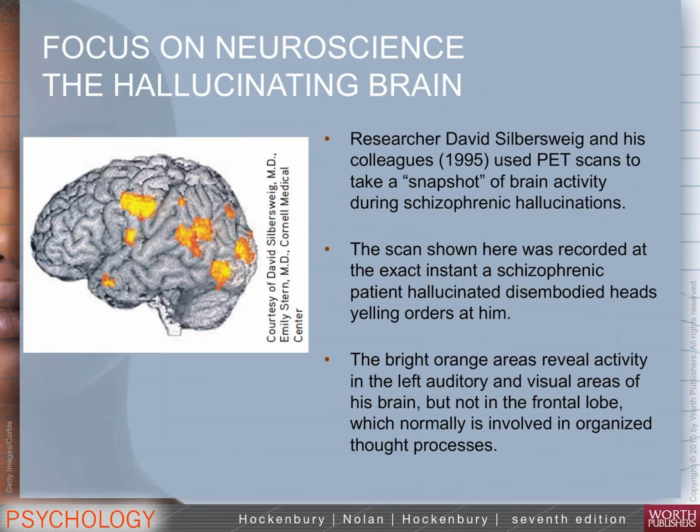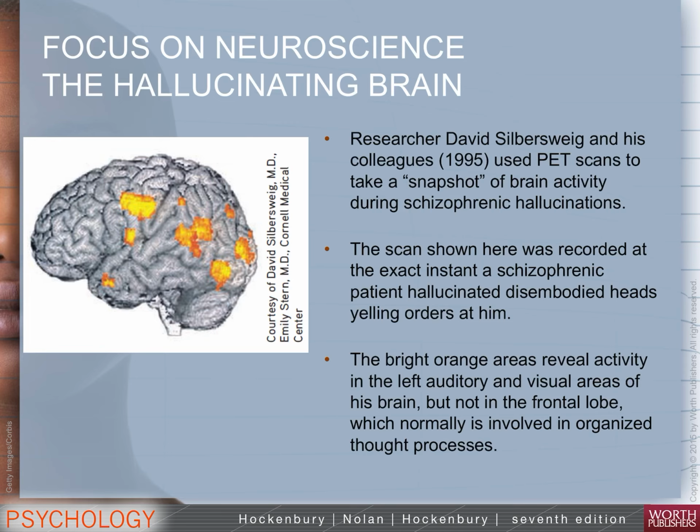So what's going on in the brain when a person is experiencing a hallucination? What's really interesting, and these are PET scans, is that we can see what's going on during the course of an actual hallucination that a person with schizophrenia is experiencing.